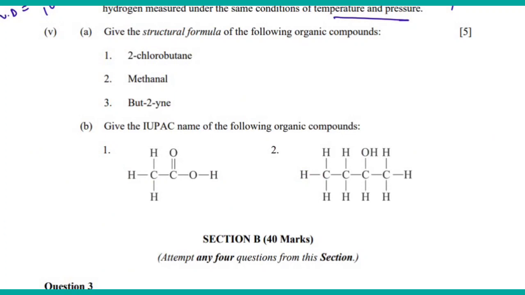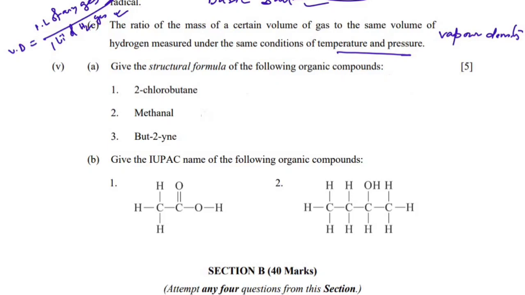Now, the last part. Give the structural formula of the following organic compounds. Number 1, 2-chlorobutane. Okay. At first, 2-chlorobutane: meth, eth, prop and but. 2-chloro, from left side or from right side, we can start from anywhere. 2-chloro, that is position 2, at position 2 chlorine is added.